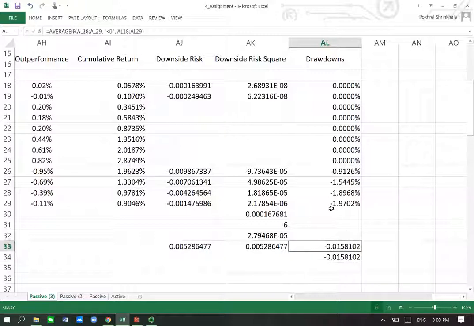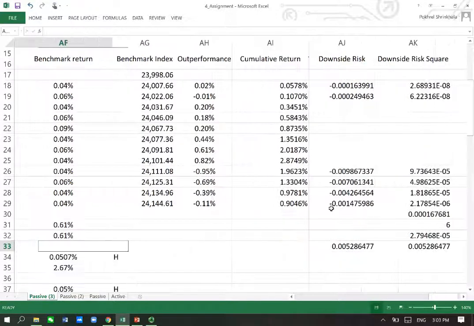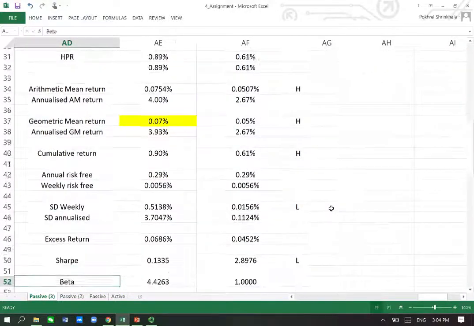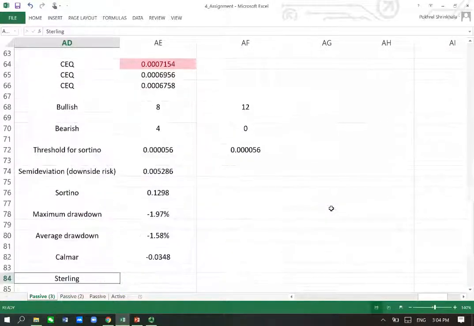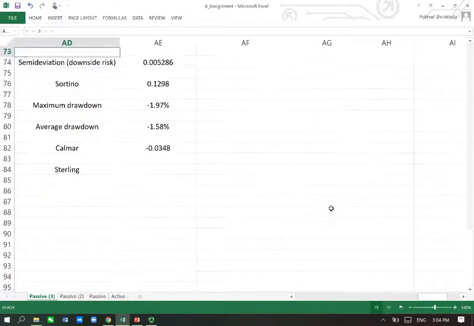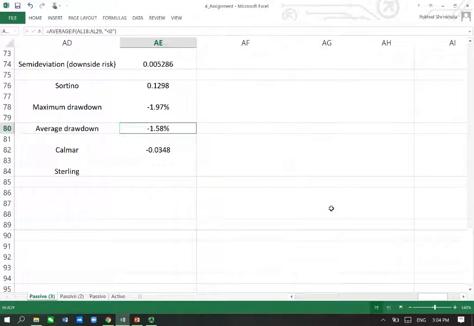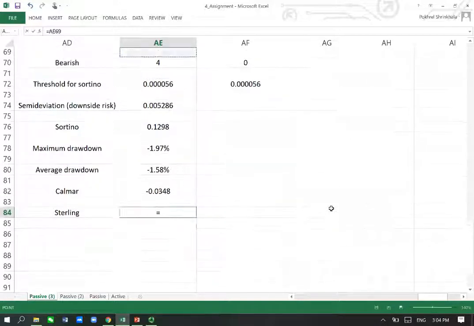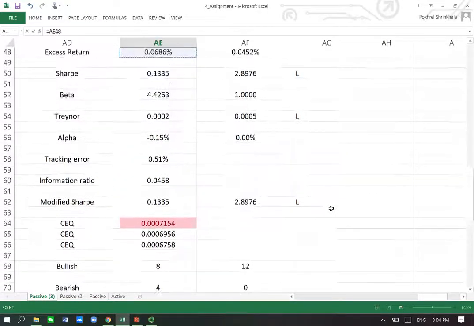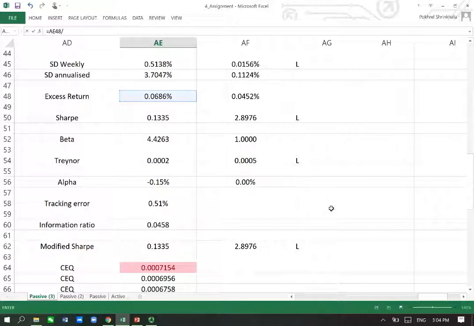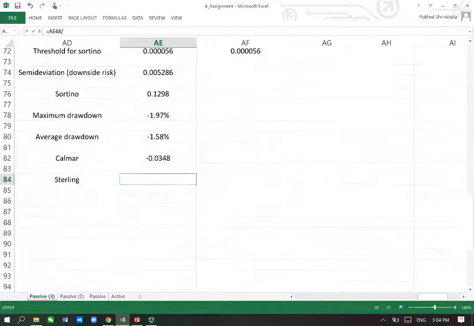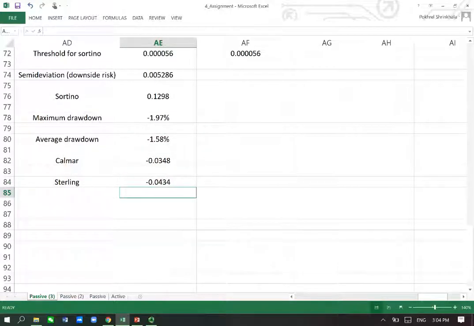Yep. So once you find this, which is cell AL33, now you can simply go down here to report these answers that you have found just now and say to computer average drawdown equal AL33, and therefore the Sterling now is the excess return divided by the average drawdown, which is this number here. Okay, so and then a comparison can be made to evaluate the performance of the portfolio.